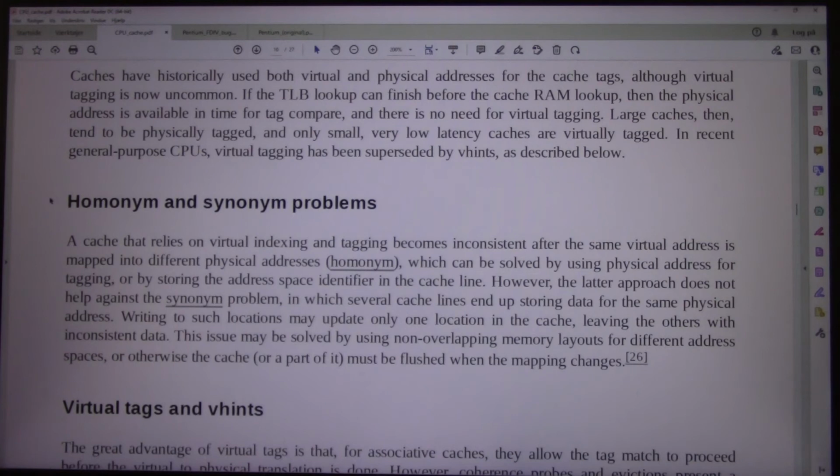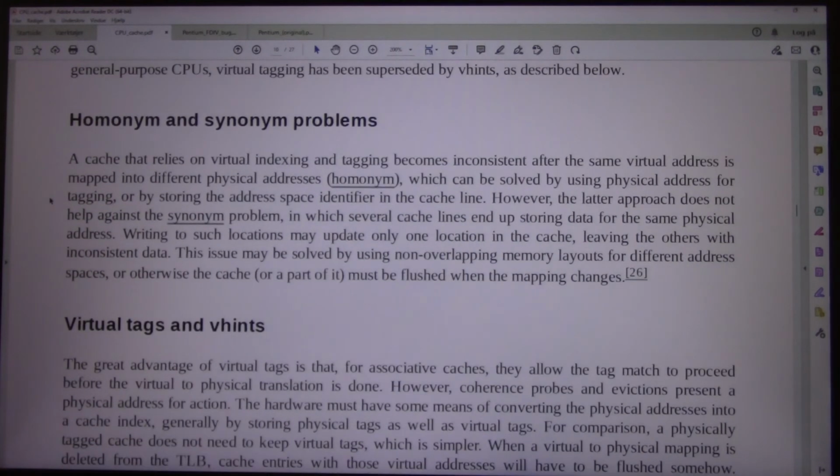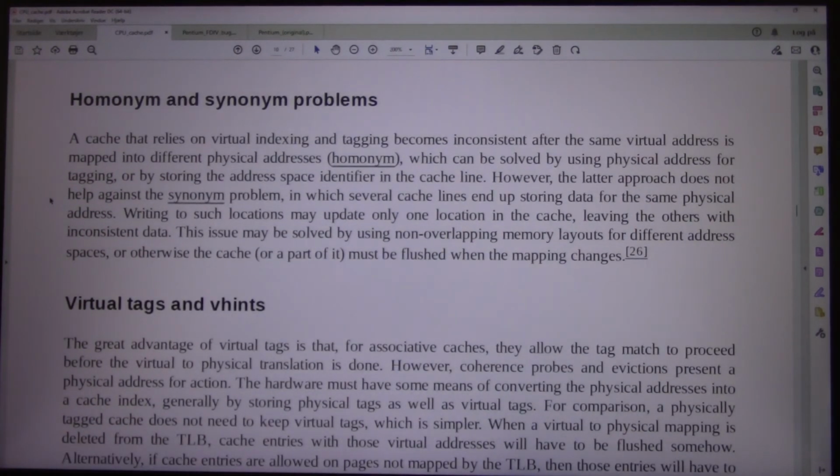Homonym and synonym problems. A cache that relies on virtual indexing and tagging becomes inconsistent after the same virtual address is mapped into different physical addresses, homonym, which can be solved by using the physical address for tagging, or by storing the address space identifier in the cache line. However, the latter approach does nothing against the synonym problem, in which several cache lines end up storing data for the same physical address.